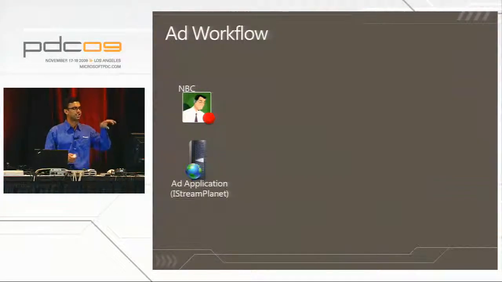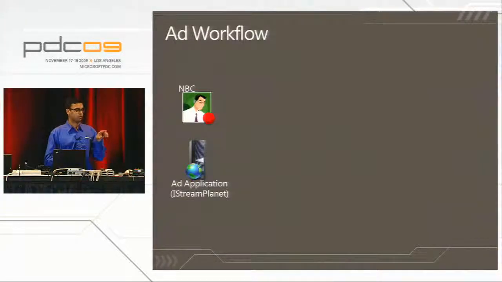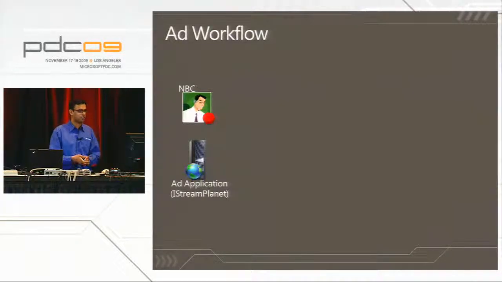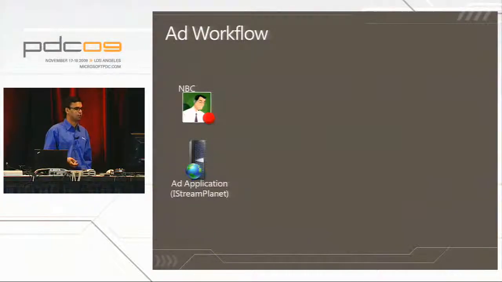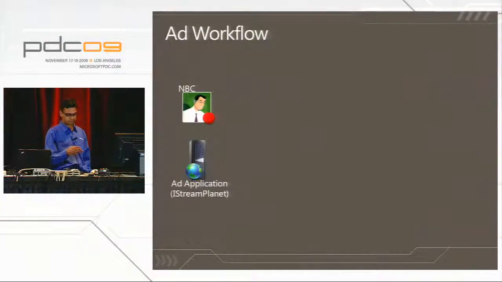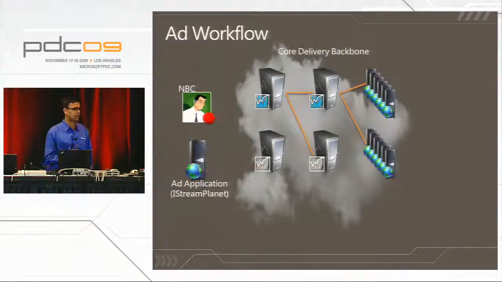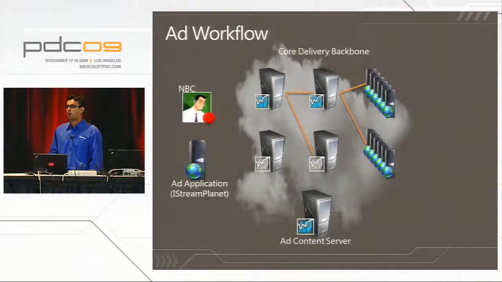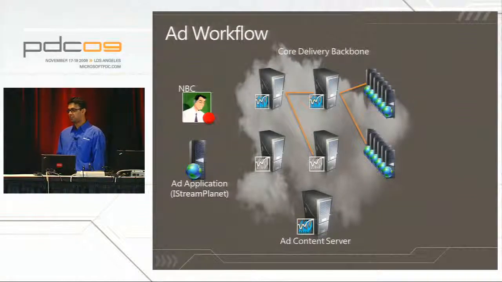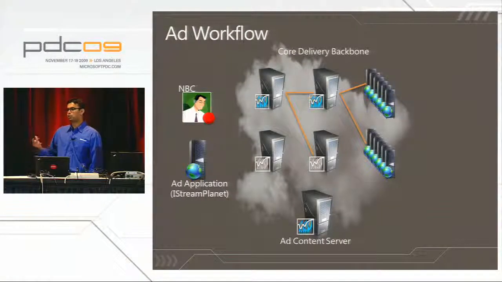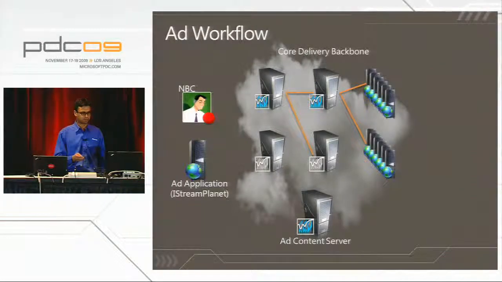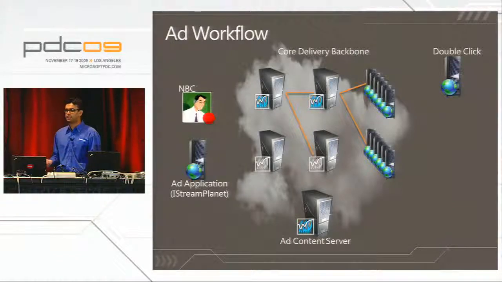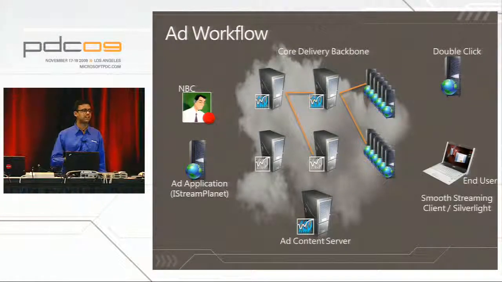So this data came to IceCream Planet, to this application, and they had to convert it into a smooth streaming stream, essentially. So this looked exactly like the video and audio streams. So that network was there. Then we had the core delivery backbone we talked about earlier. Then we had an ad content server, because all ads we served for SNF were smooth streaming ads, so they had to be hosted on a server somewhere. So this is that server. We had DoubleClick, who was the database for all the ad metadata. And then finally, we had the end user.